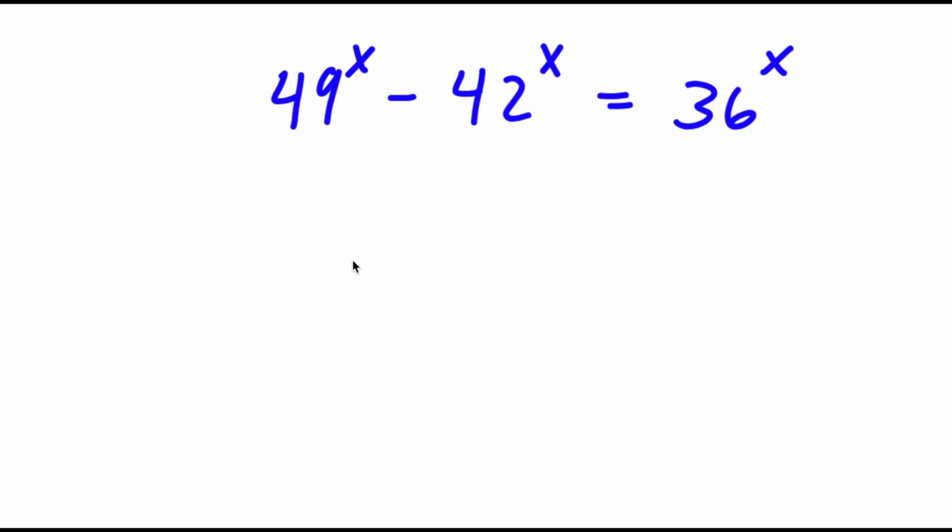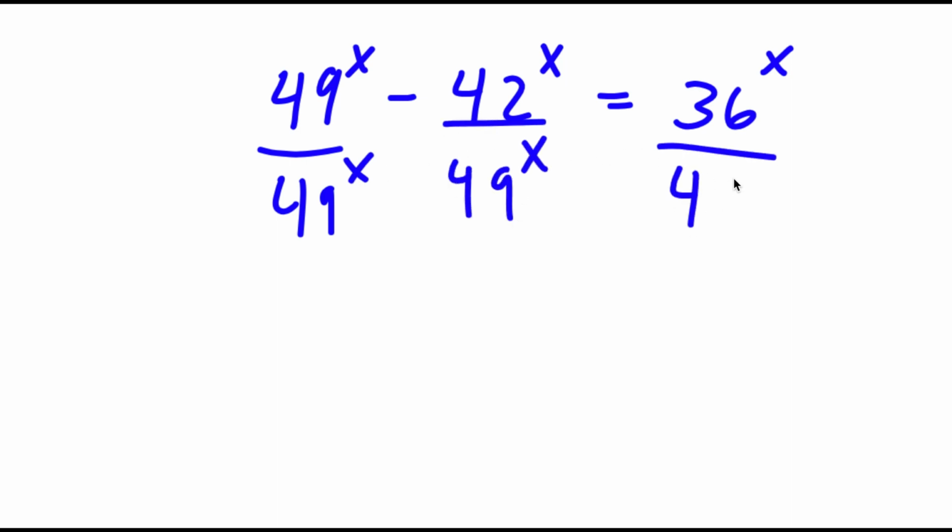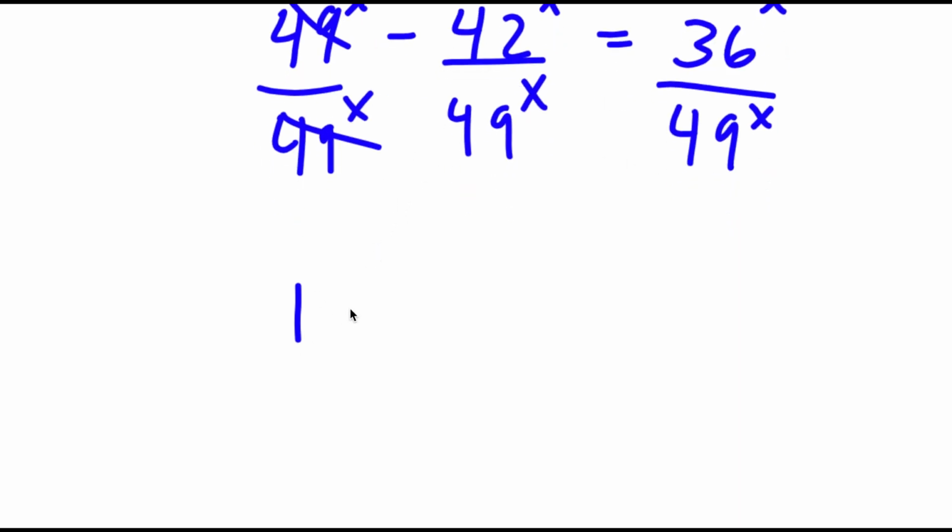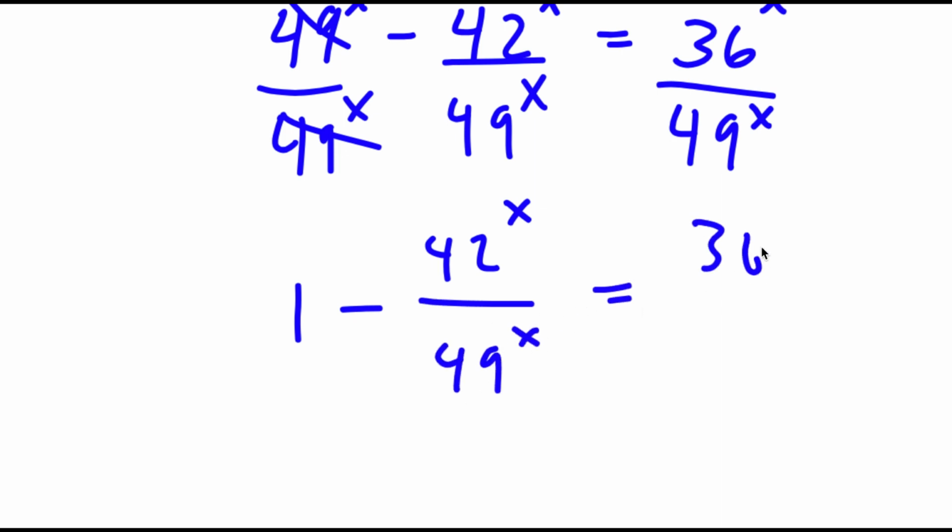Alright, so in this problem, I have 49 to the power of x minus 42 to the power of x is equal to 36 to the power of x. So I'm going to first start by dividing every term by 49 to the power of x. So then these two cancel out, and now I get 1 minus 42 to the power of x over 49 to the power of x is equal to 36 to the power of x over 49 to the power of x.